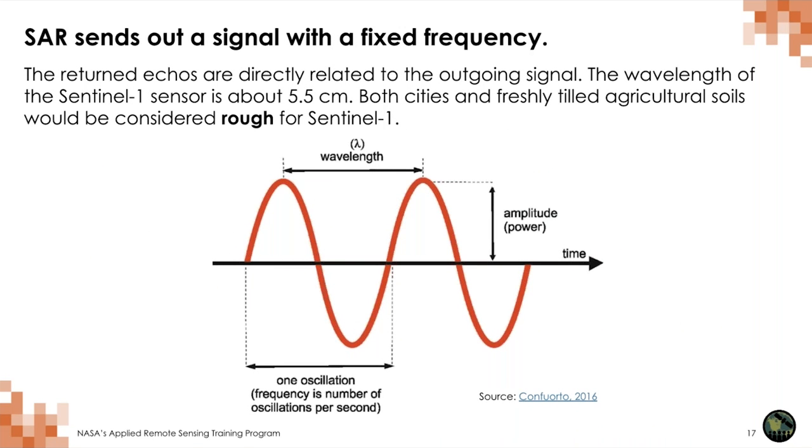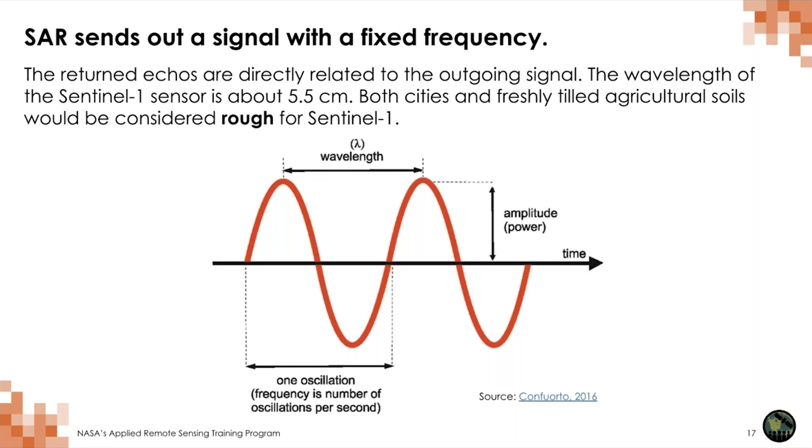The satellite sends out a signal with a fixed frequency, so we always know the signal that leaves the satellite, and the returned echoes are directly related to this outgoing signal. The sensor we're going to work with today is the Sentinel-1 sensor. It's to date the only open access synthetic aperture radar time series Earth observation mission, and it has a signal wavelength of about 5.5 centimeters.